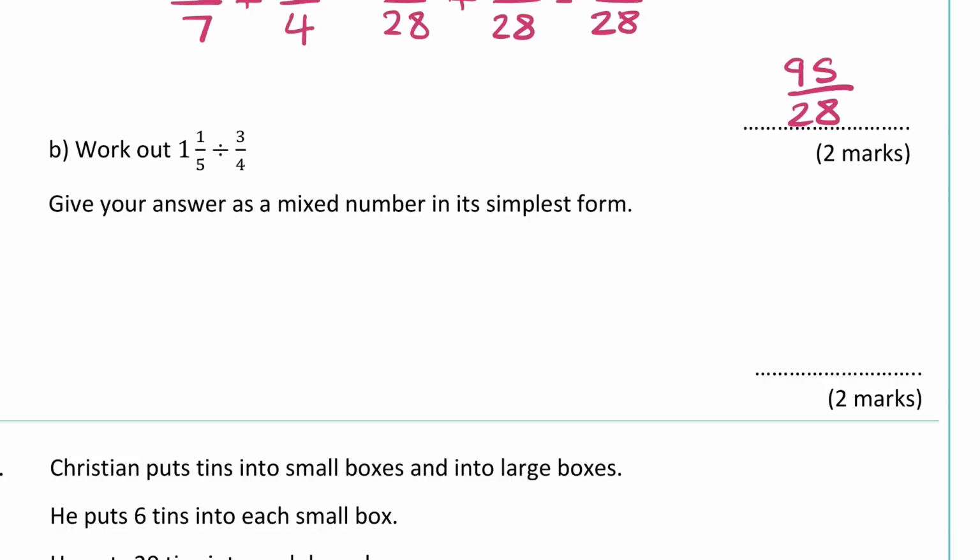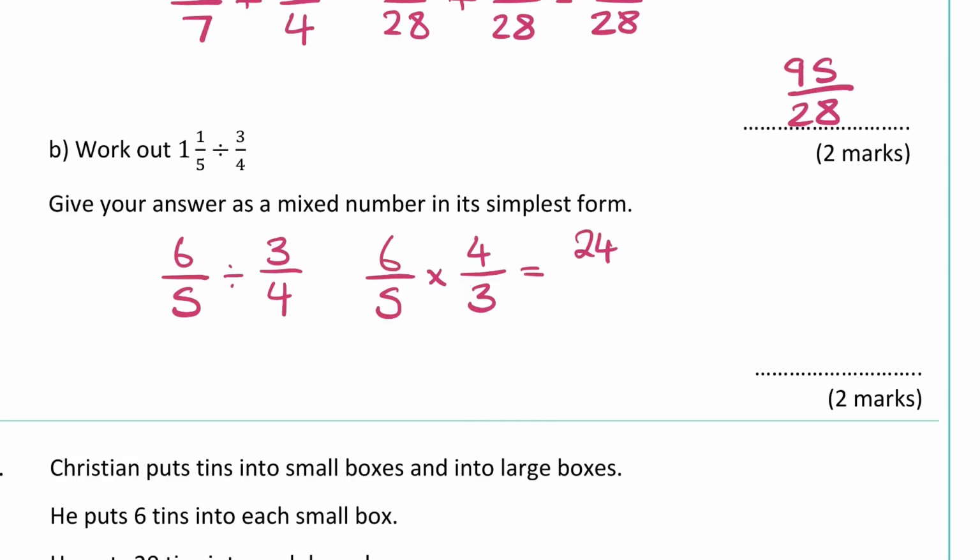Again, we'll write that as an improper fraction. So 1 times 5 is 5, add the 1 is 6 over 5. And we're dividing that by 3 over 4. When dividing fractions, we are going to multiply by the reciprocal. So we'll do 6 over 5 multiplied by the reciprocal of 3 over 4, which is 4 over 3, essentially just flipping it over. 6 times 4 is 24, and 5 times 3 is 15.